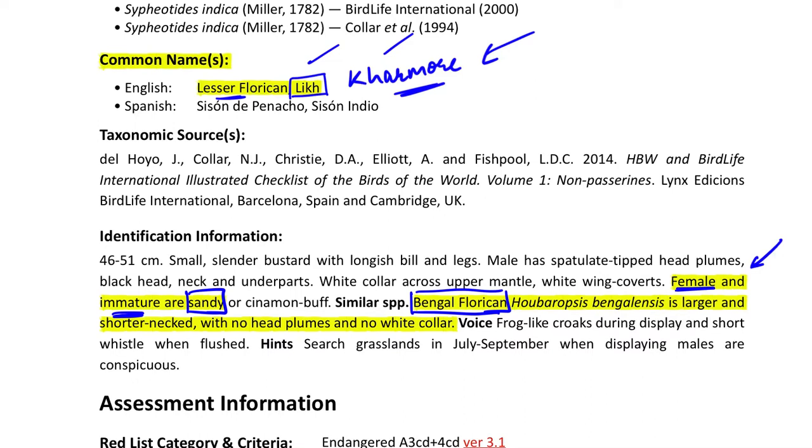That is, the Bengal Florican is larger and shorter necked with no head plumes. We saw in the case of male Lesser Floricans the head plumes. So Bengal Florican is larger, it is shorter necked, and it does not have any head plumes and does not have any white collar.